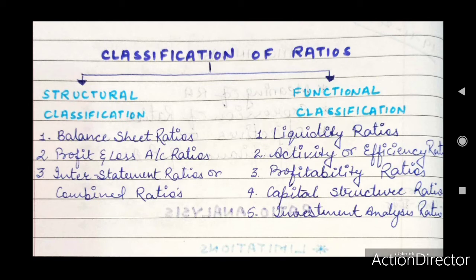Thus, ratios are classified from different points of view, but from an analytical point of view, the functional classification is more appropriate as it highlights the utility of different ratios.